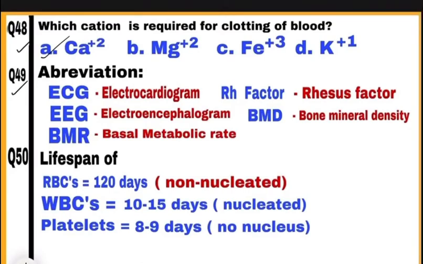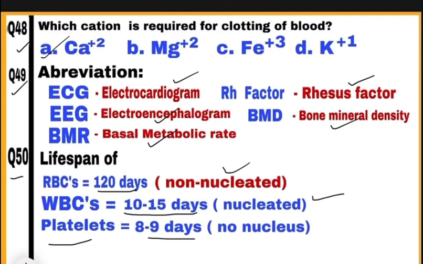Note some abbreviations. ECG is electrocardiogram, EEG is electroencephalogram, BMR is basal metabolic rate, RH factor is rhesus factor, BMD is bone mineral density. Now question 50. Lifespan of RBCs. Lifespan of RBCs is 120 days. RBCs are non-nucleated. Lifespan of WBCs is 10 to 15 days. WBCs are nucleated. Lifespan of platelets is 8 to 9 days and platelets have no nucleus.